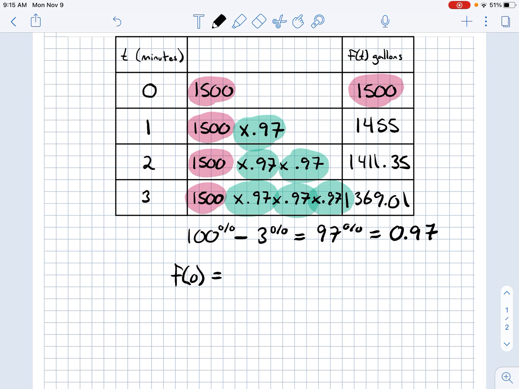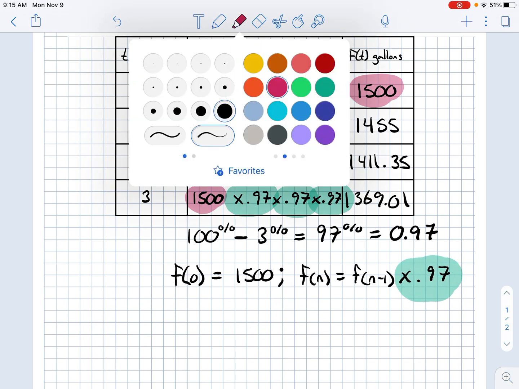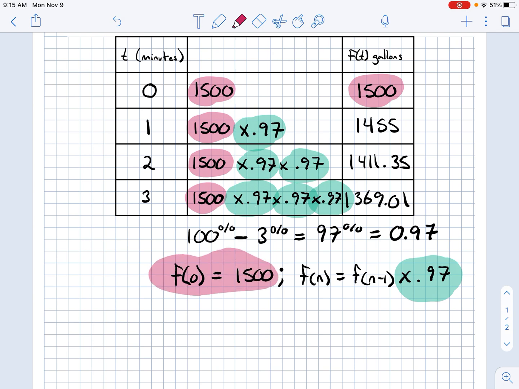At the beginning, you had 1,500 gallons. Then the current term you're looking for equals the previous term, and you're multiplying by 0.97. So we have our action, which is multiplication, meaning geometric, and your start value.